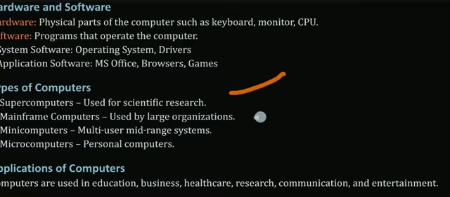Supercomputers, mainframe computers, mini computers and microcomputers are the types of computers. Supercomputers are used for scientific research. Mainframe computers are used by large organizations. Mini computers are used as multi-user mid-range systems. Microcomputers are used as personal computers. Now, at the last, we are going to the applications of the computer.